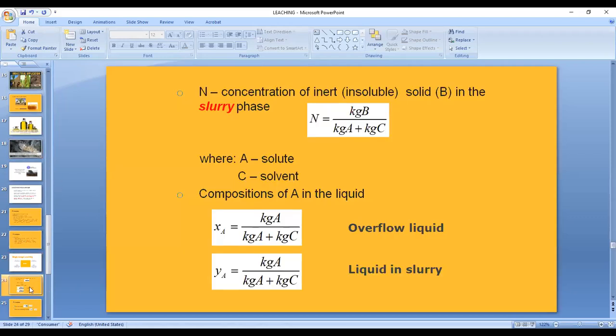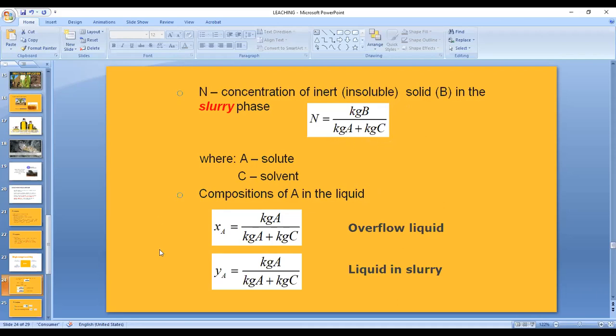Okay? So this is N, the third concentration that is being accounted for in leaching, and it's the amount of B, the inert solid B, divided by the amount of A and C. Leaching is unique because the denominator in expressing concentration is not the total that you have in your mixture, whether it's overflow or underflow. It's simply always divided by the sum of the solute and the solvent. You don't account for the solid. So in this case, it's just per kilogram of A and C.